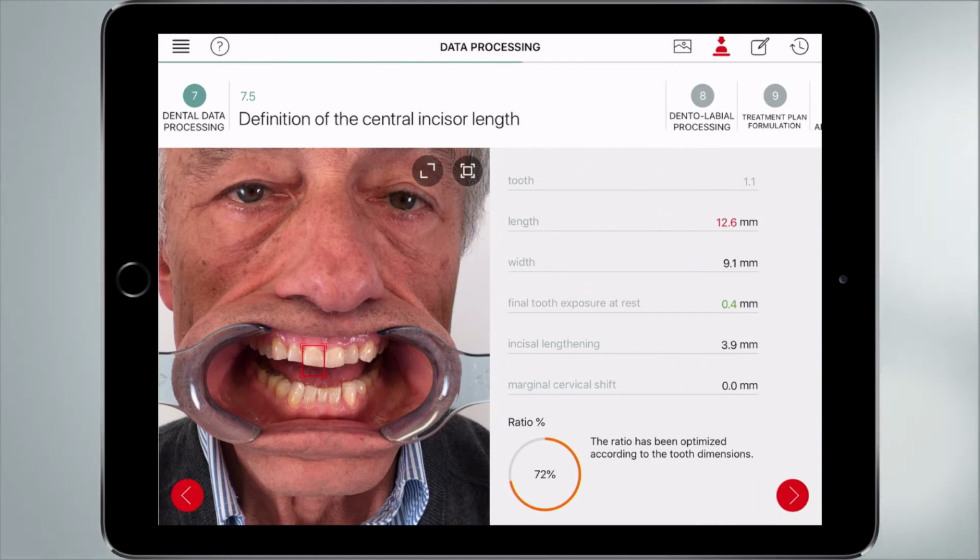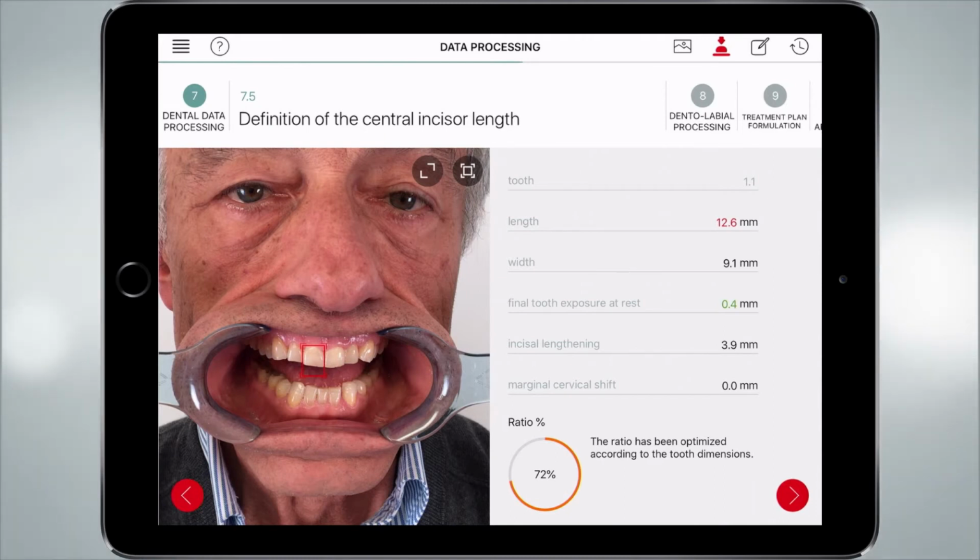So why is it important? And why am I not worried about the length of 12.6? For one simple reason. The app knows that the patient has the low smile line. So we never see the total length of these central incisors. So the patient never will complain about it. It's much more important to see a part of the tooth, even 0.4 at rest. That will be much more important aesthetically than the total length of the teeth that will not be visible.